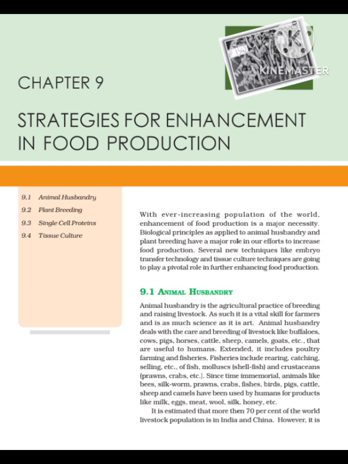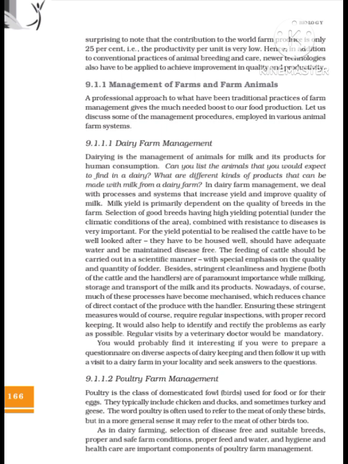Since time immemorial, animals like bees, silkworm, prawns, crabs, fishes, birds, pigs, cattle, sheep and camels have been used by humans for products like milk, eggs, meat, wool, silk, honey, etc. It is estimated that more than 70% of the world livestock population is in India and China. However, it is surprising to note that the contribution to the world farm produce is only 25%, i.e., the productivity per unit is very low. Hence, in addition to conventional practices of animal breeding and care, newer technologies also have to be applied to achieve improvement in quality and productivity.